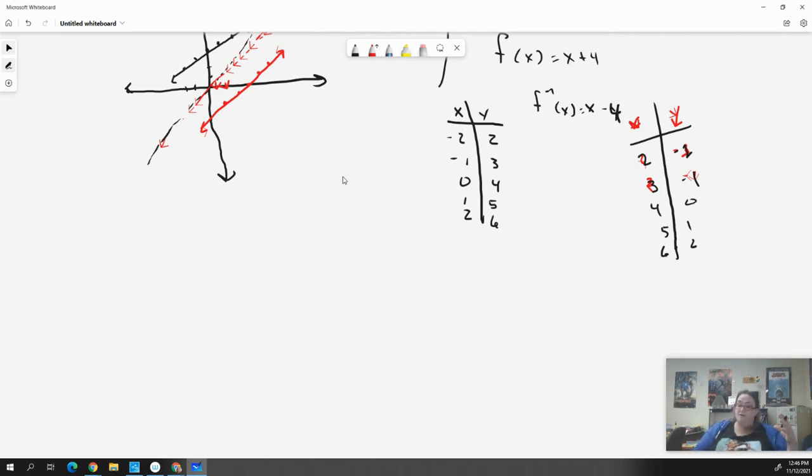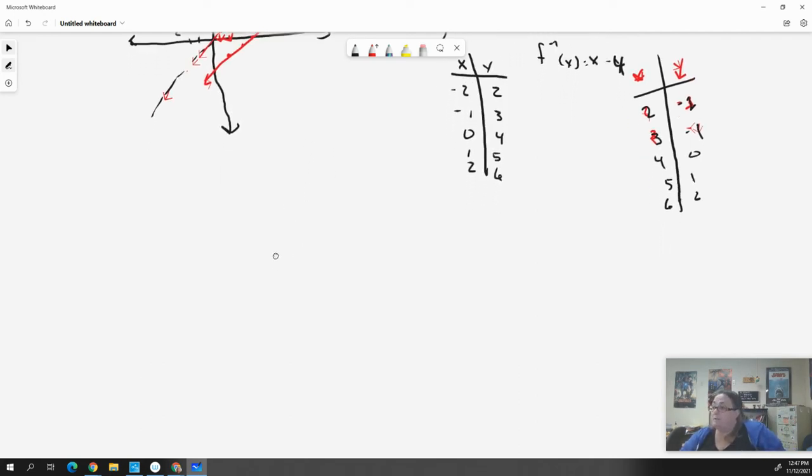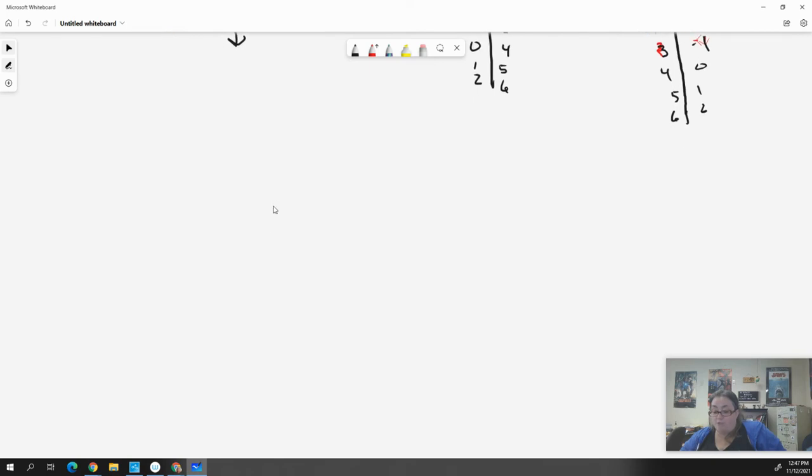And I know that that was super, super wordy. I get that and I apologize for it. But it was important, right? You need to be able to look at a graph and understand if something is an inverse or isn't an inverse. The only other thing graphically we're going to talk about is what we call the horizontal line test.